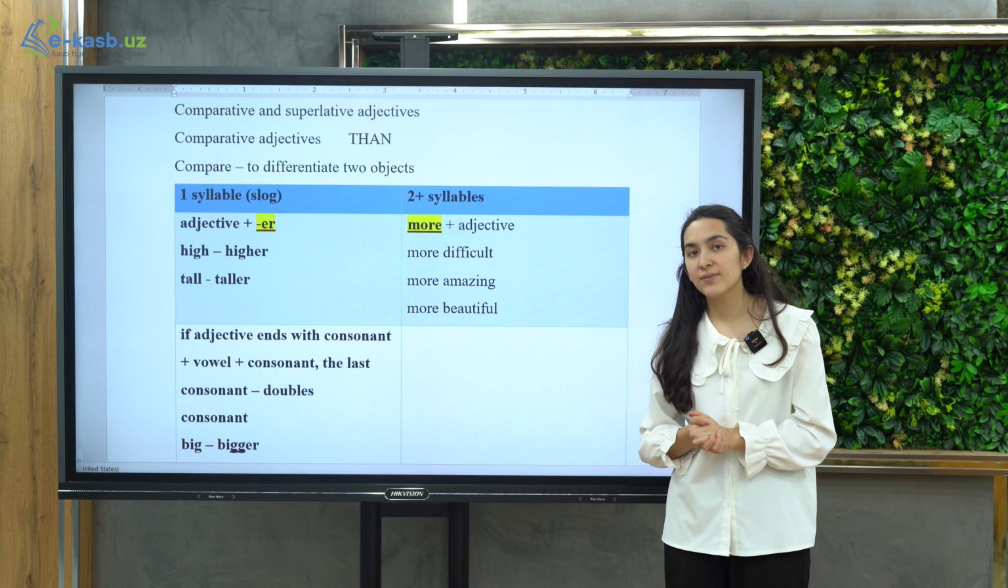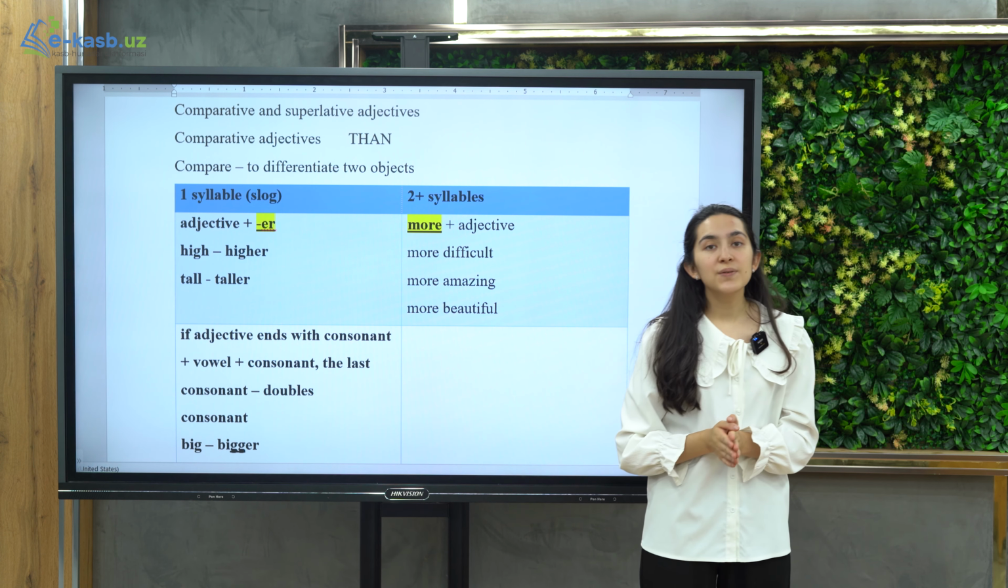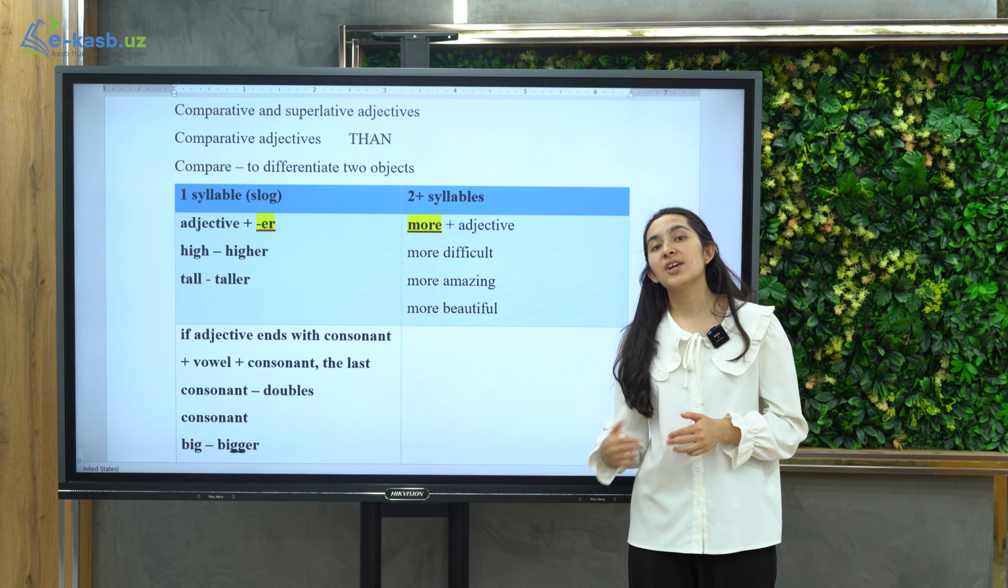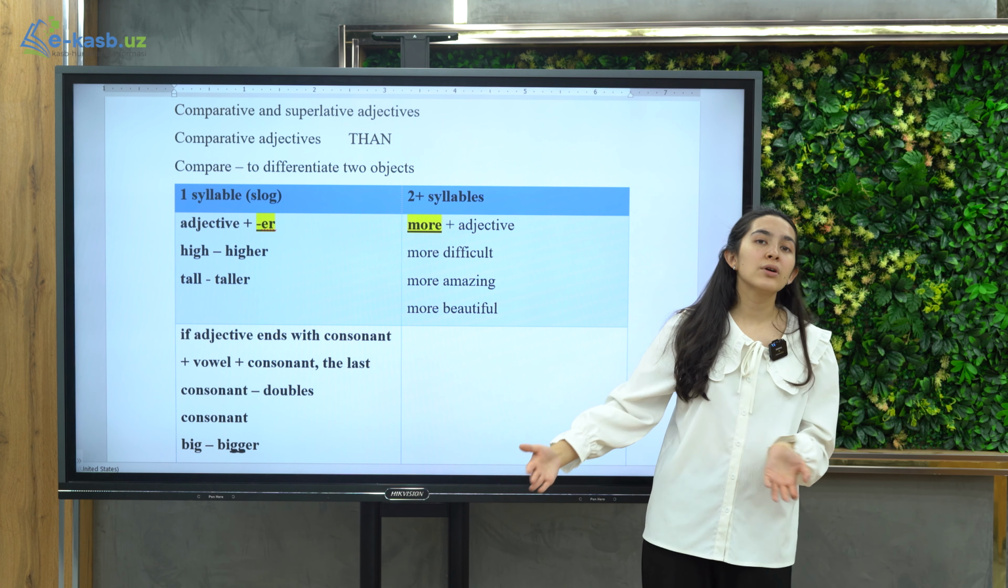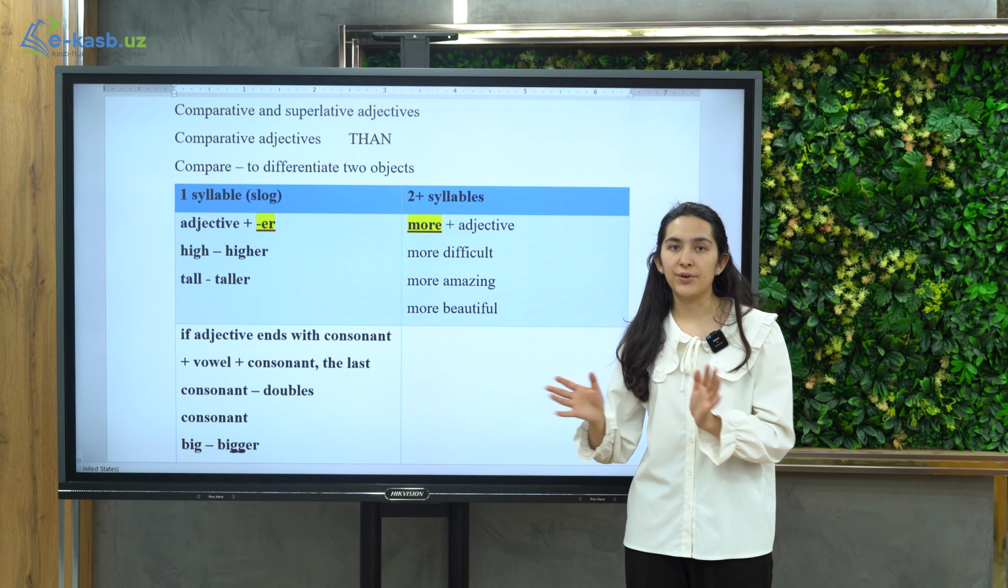So if we start with comparative adjectives, we use these adjectives to compare two objects or to differentiate two objects and tell which one is better, longer, worse, or cleaner, or whatever.